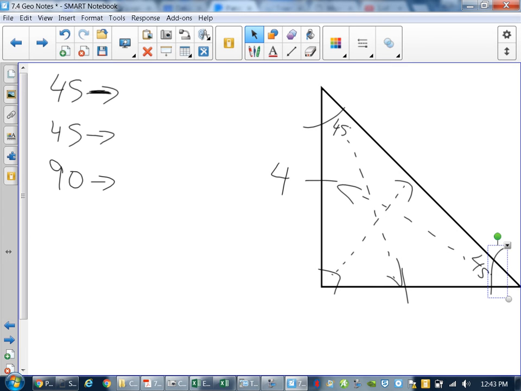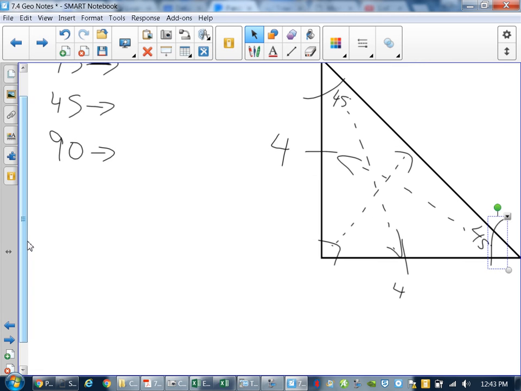Since this is an isosceles right triangle, if one side length is 4 for the leg, what does the other leg have to be? 4. Okay. Now, what would you use to solve for the hypotenuse? Pythagorean theorem. Yeah, a squared plus b squared. So I would say 4 squared plus 4 squared is our c squared. You okay with that?